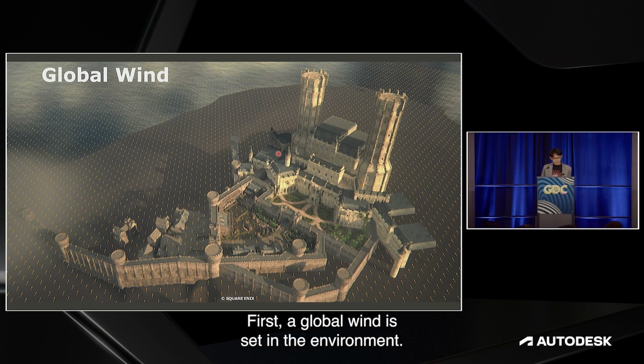First, a global wind is set in the environment. This arrow is the wind direction. There are a lot of small arrows here. It is important to decide the position of the actor because they will be affected by the wind in the cut scene.